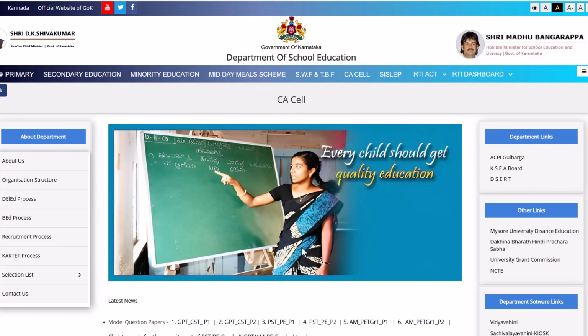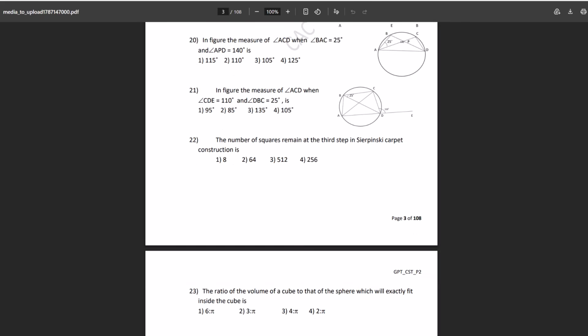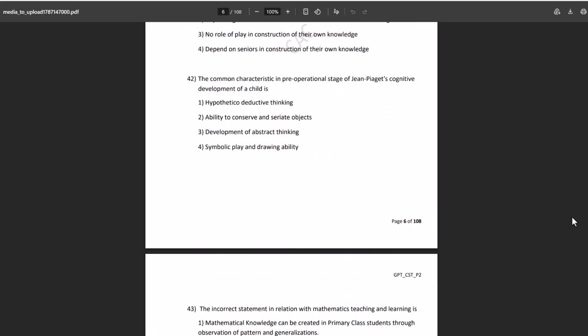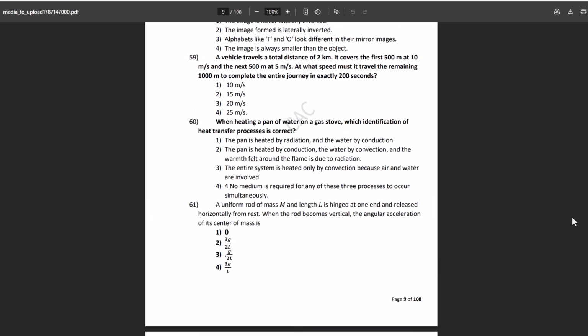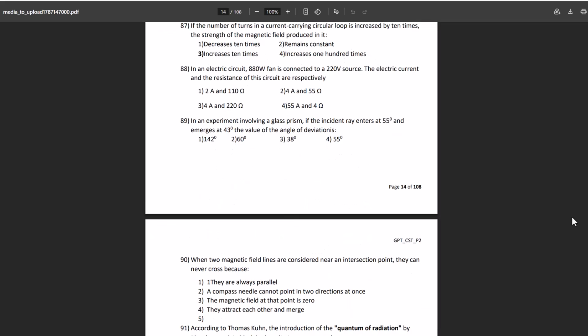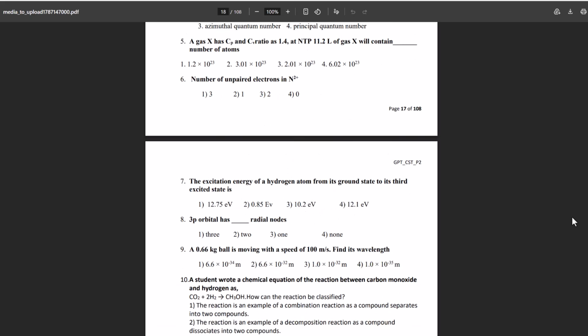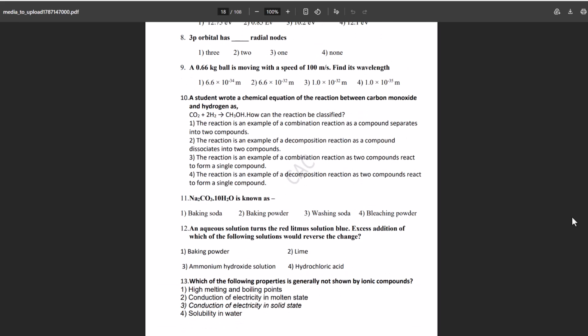Now this is based on the model question papers which have been released in the school education website, and also based on the syllabus which has been released there. The syllabus was released earlier, and the model question paper was released just two days back. So this is the question paper. You can go through it. We have put this in the Telegram channel and the paid Telegram groups also.